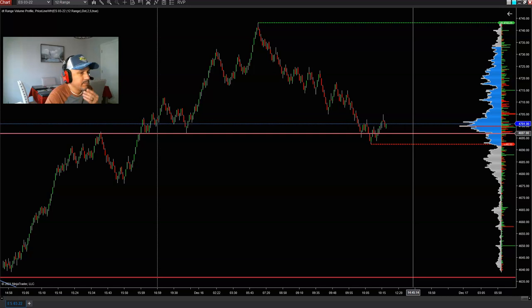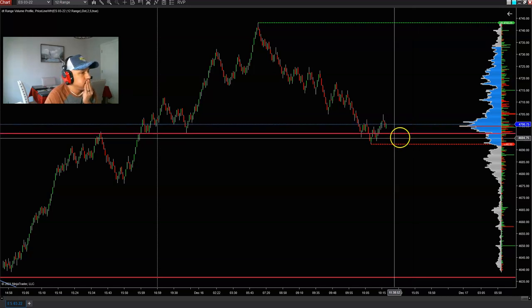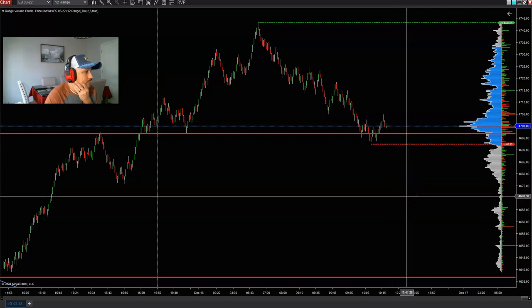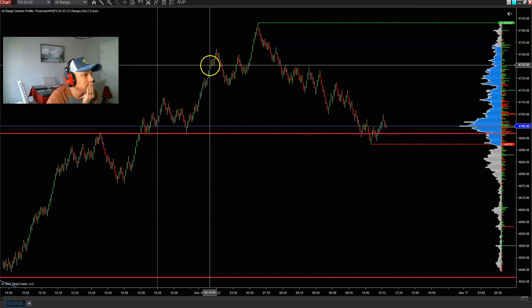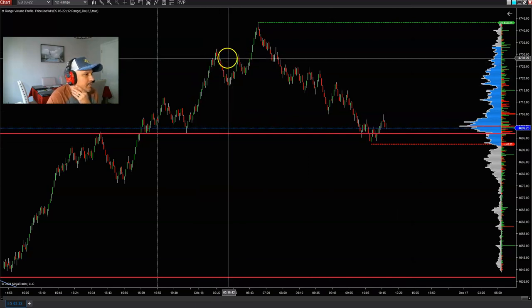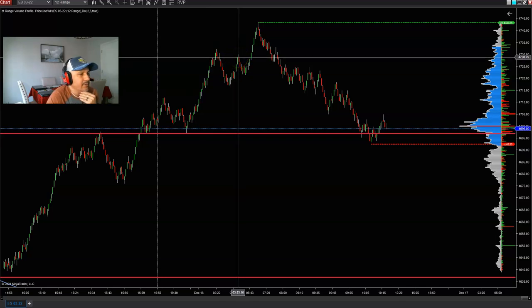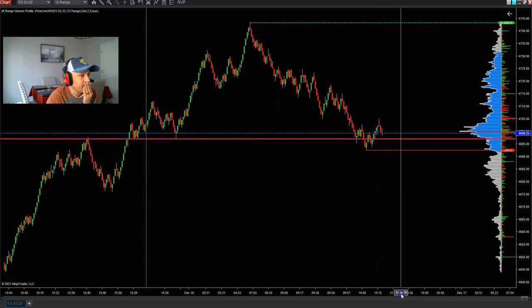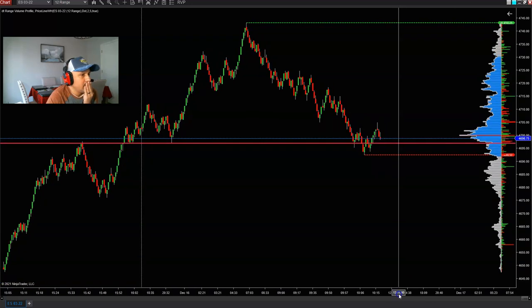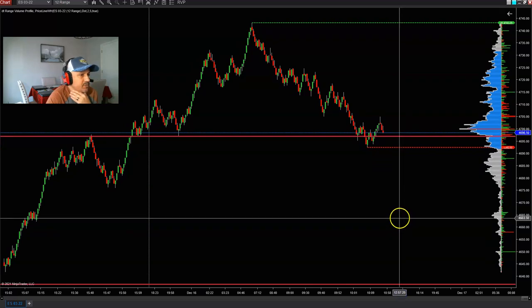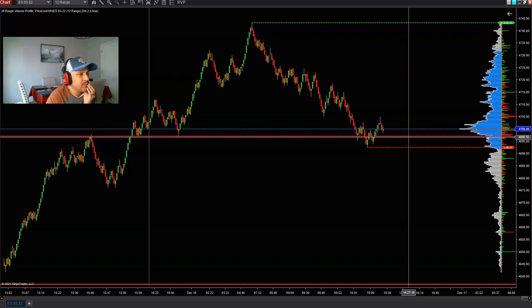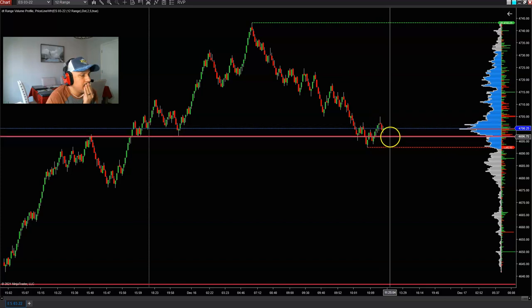I don't really like that. It was an area where you could have gone short right here at 4 o'clock this morning, if you're up trading. So price is coming back into this area now, so we'll see what happens. Yeah, that'd be tricky though. Not much room, to be honest with you.